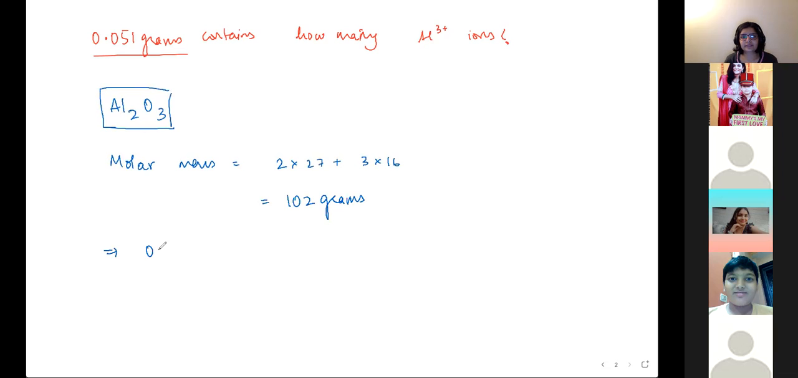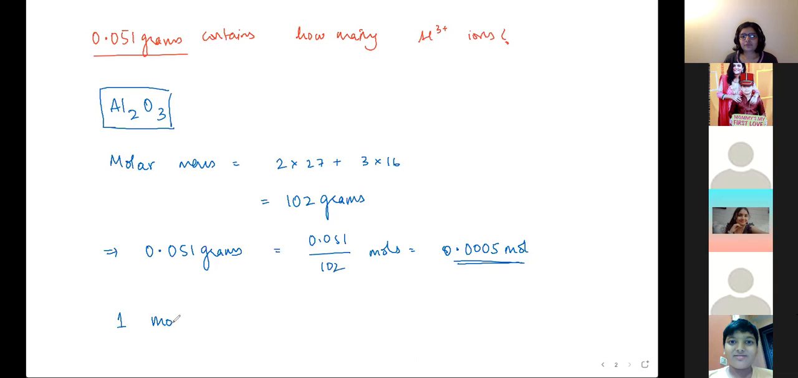Which implies 0.051 grams is equal to 0.051 upon 102 moles, which is equal to 0.0005 moles, as Raghav found out. Okay. So keep this aside.